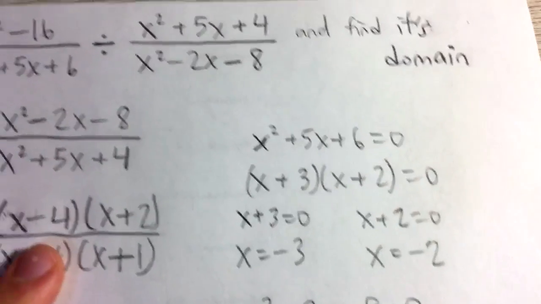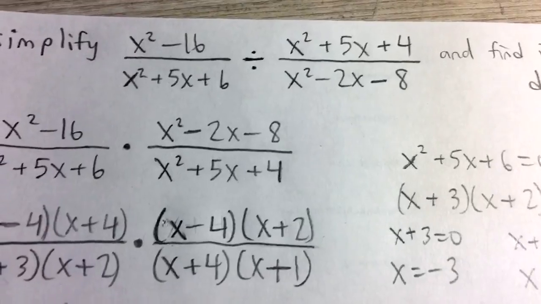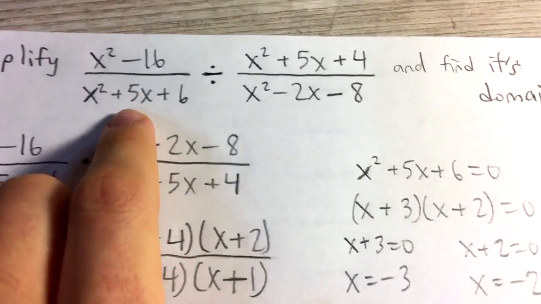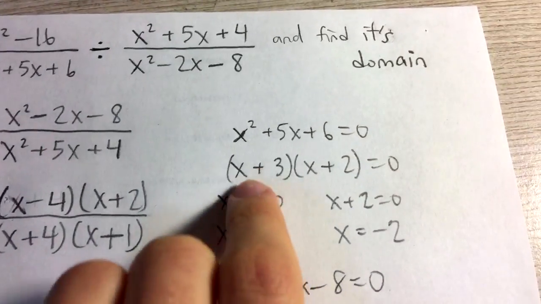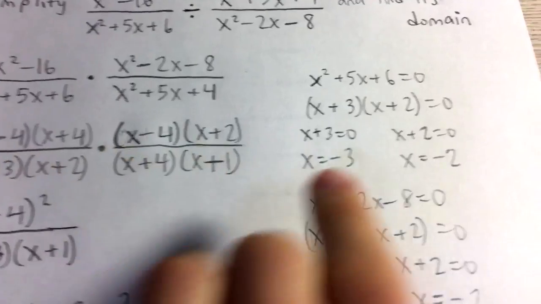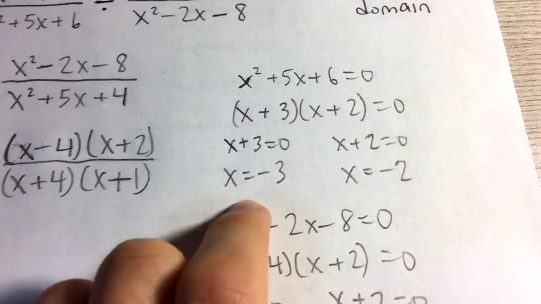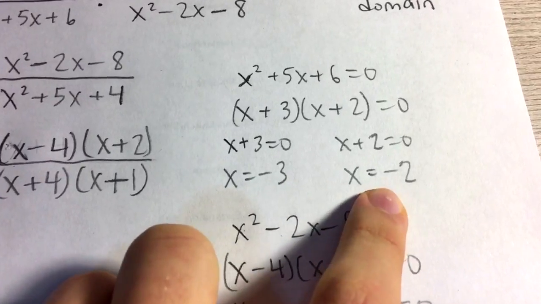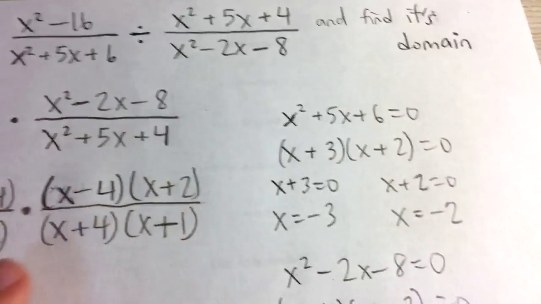And as for our domain, we have to see that none of these denominators can be equal to 0, because that would make the expression undefined. So first off, let's start with x squared plus 5x plus 6. That factors into, well, we already did the factoring over here, x plus 3 times x plus 2. And we set each term equal to 0. And we see that x is negative 3 and negative 2. Those values of x would make this expression undefined.